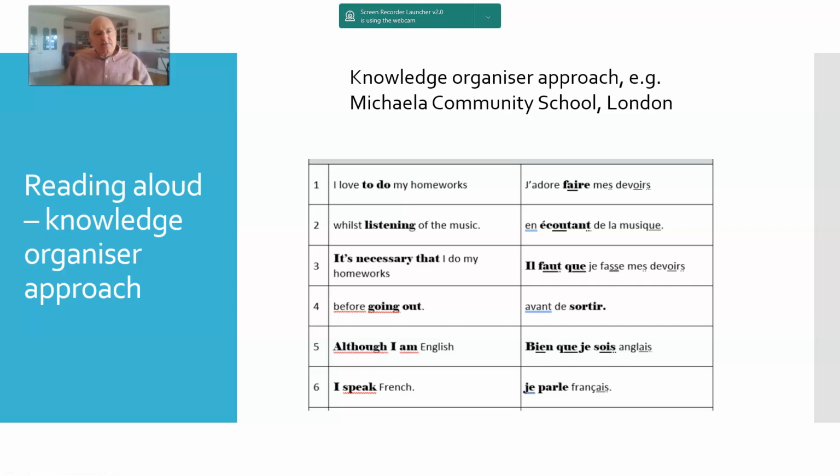I just want to throw in at this point a reference to one approach that's being used in quite a lot of schools, certainly in England at the moment. It's the idea of using what's called a knowledge organizer to practice reading aloud and phonics. So this is a little extract from one that was shared with me from Michaela Community School in London. In their knowledge organizer books, they have on the left English phrases and on the right French ones, or at least in part of their knowledge organizer books, that's what you see.